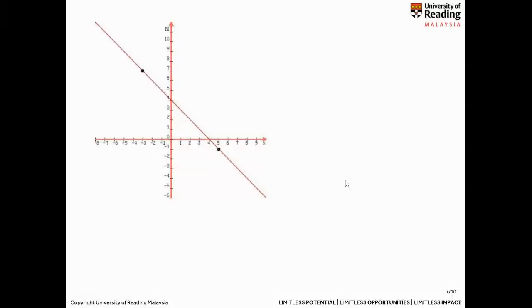Let's look at one example. We are given a graph. Try to identify the coordinate of the 2 points. So we have minus 3, 7, and another 5, minus 1. So your minus 3, assume it to be x1. Your 7 is y1. Your x2 is 5. Your y2 is minus 1.